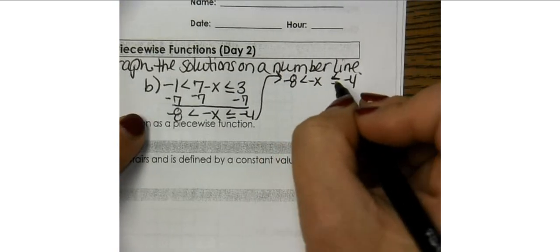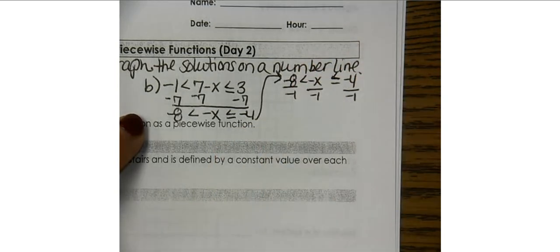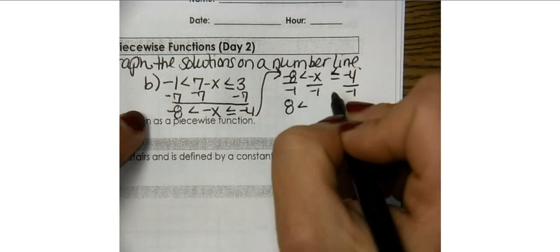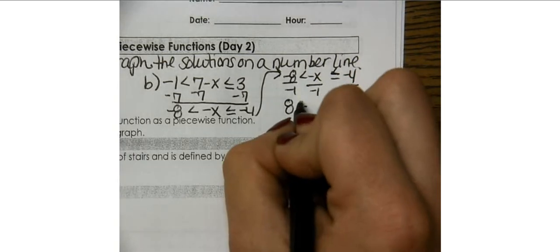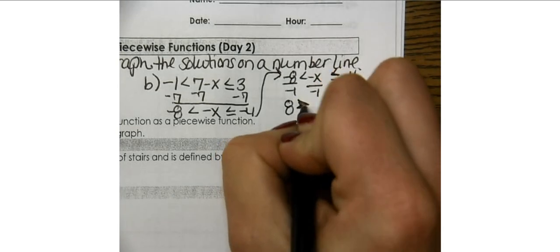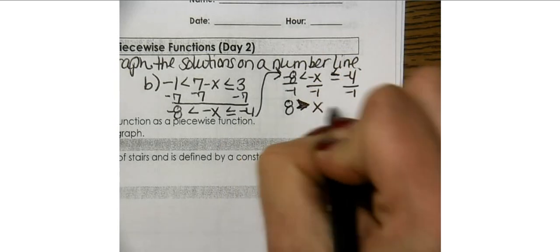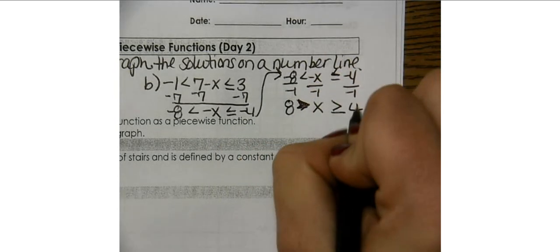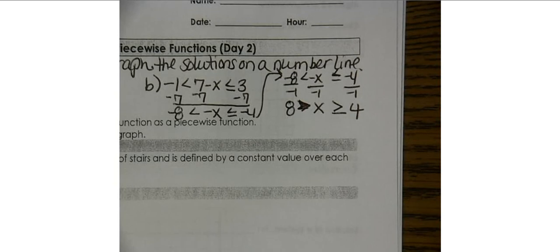And x has a negative next door to it. So what I need to do is divide in the middle as well as all sides by -1. And I end up with 8 is less than, I divided everything by a -1, so that means that my inequality is going to change. And I have 8 is actually greater than x, which is greater than or equal to +4. Please be careful.